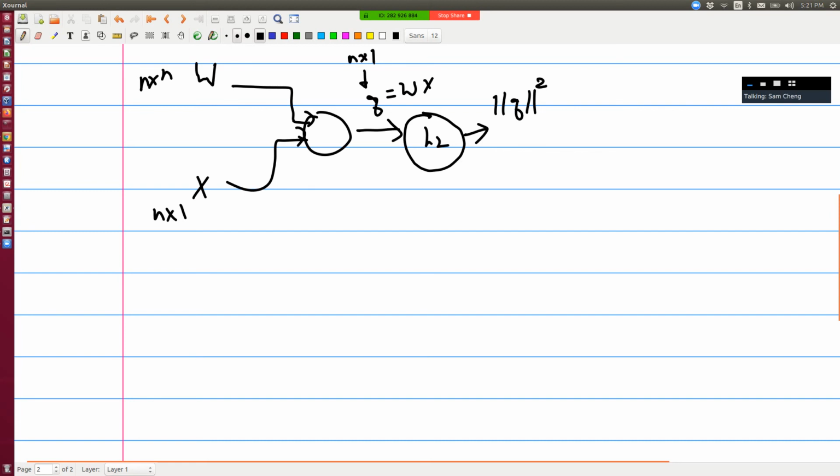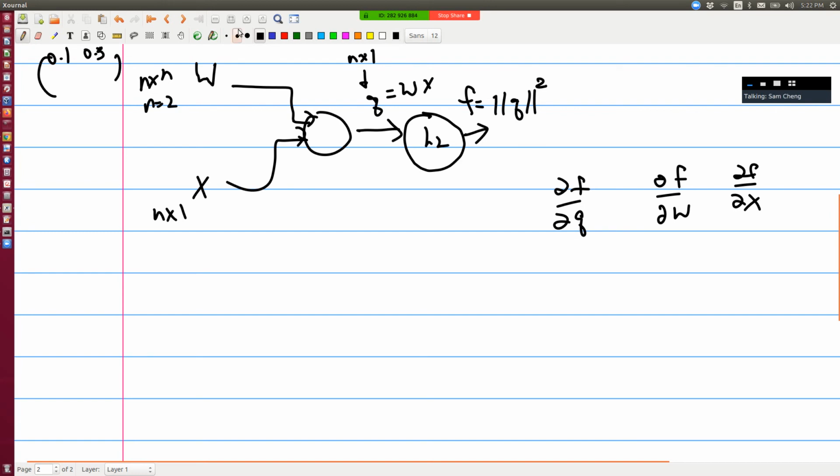Let's give a name for the output here. Let's just call it f. So f is equal to the norm of q squared. The goal here is to find all the partial derivatives: partial f with respect to q, w, and so on. Partial f over partial q, partial f over partial w, partial f over partial x here. So now let's say w is a 2 by 2 matrix, therefore n is equal to 2.